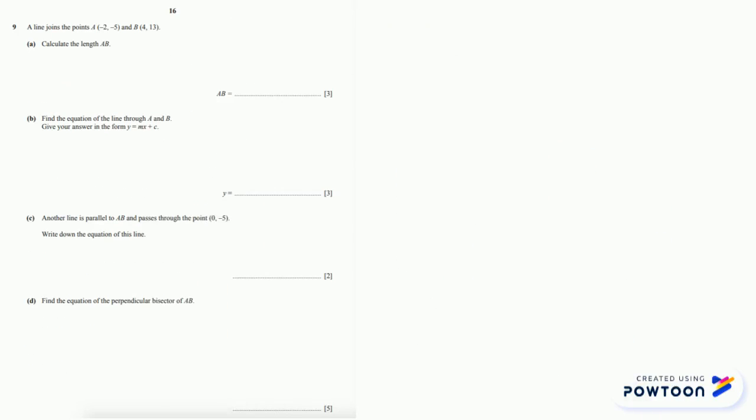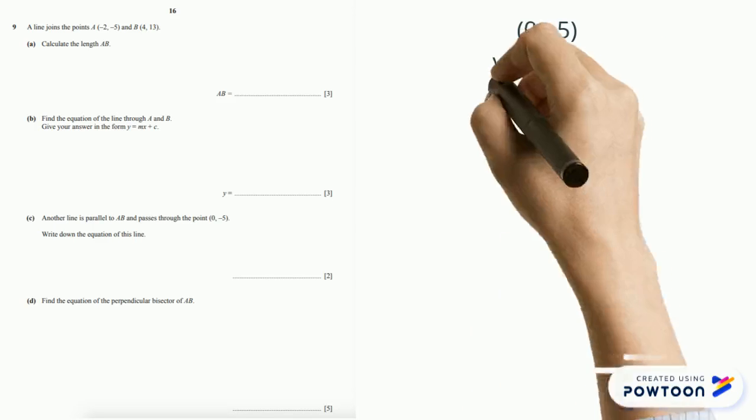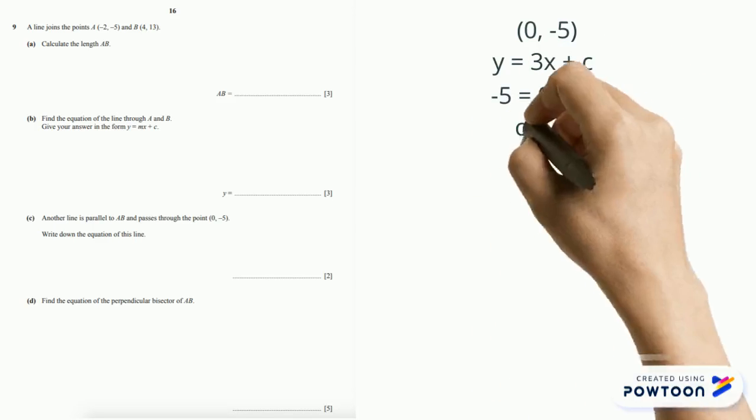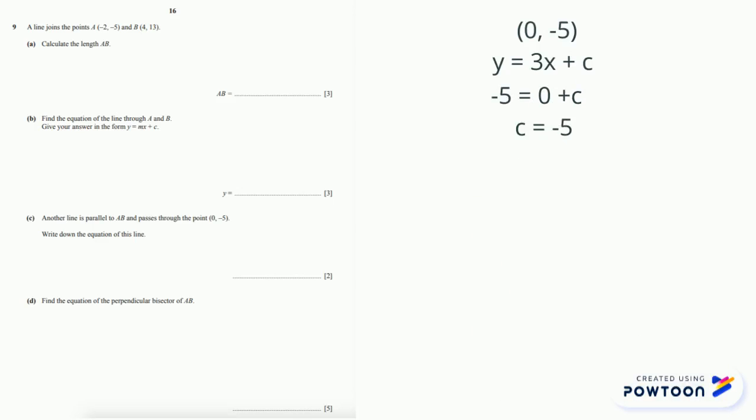Now we find the equation of a parallel line that passes through the point 0 and negative 5. A parallel line means that the value of the gradient is the same. So the equation is y equals 3x plus c. Here, since it passes through a specific point, we will substitute those values into the equation. Negative 5 equals 0 plus c. c equals negative 5.